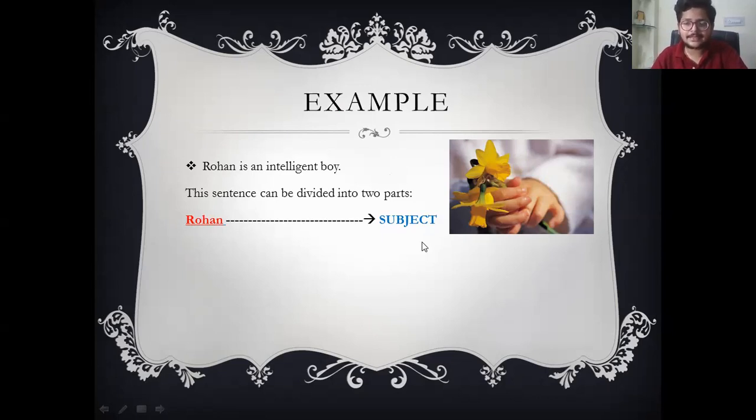Why is it the subject? Because the entire sentence is talking about Rohan. The part of the sentence that tells us what the entire sentence is about, that is called a subject. So here Rohan is the subject because the entire sentence is talking about Rohan.